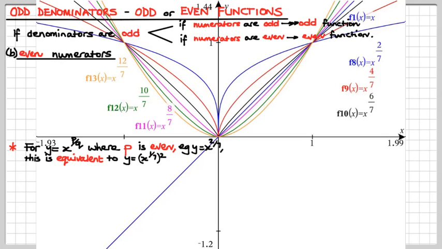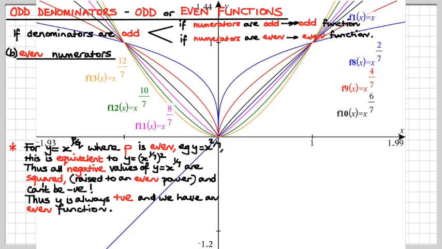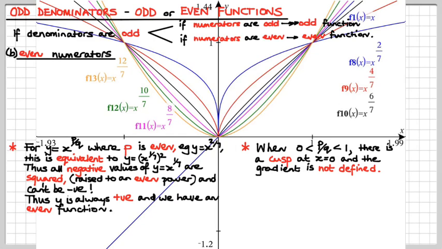And that's why you get yourself basically an even function, because all the negative values of y, for y equals x to the 1 over 7, once you square them, they become raised to an even power, and therefore they can't be negative, in fact they are positive. Okay? Yes, I know, it's flabbergasting. So thus y is always positive and we have an even function. Okay, yes, the truth has been revealed.